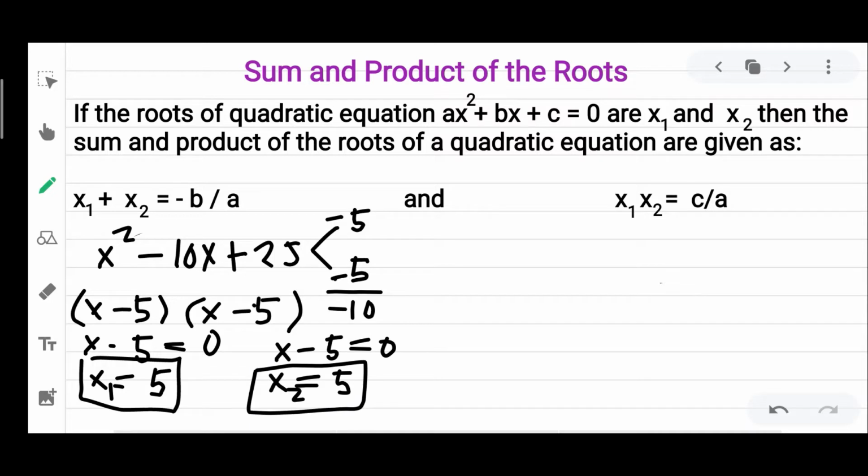Okay, so, kung kukunin natin ang sum ng roots ng x squared minus 10x plus 25, we're just gonna have to add these two roots, di ba? So, 5 plus 5, the answer is 10. Ibig sabihin, yung sum ng roots ng x squared minus 10x plus 25 is 10. Kasi 10 pag inadd, di ba? How about kapag pinag-multiply naman natin yung dalawang roots? Ano kaya magiging sagot? So, 5 times 5, the answer is 25. And this is our product of the roots.